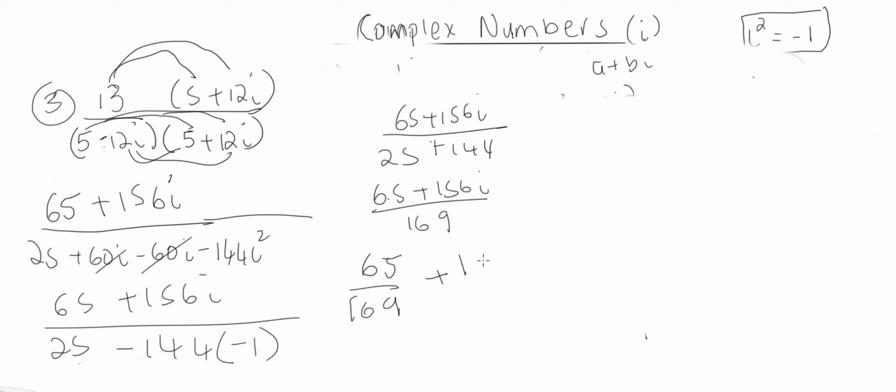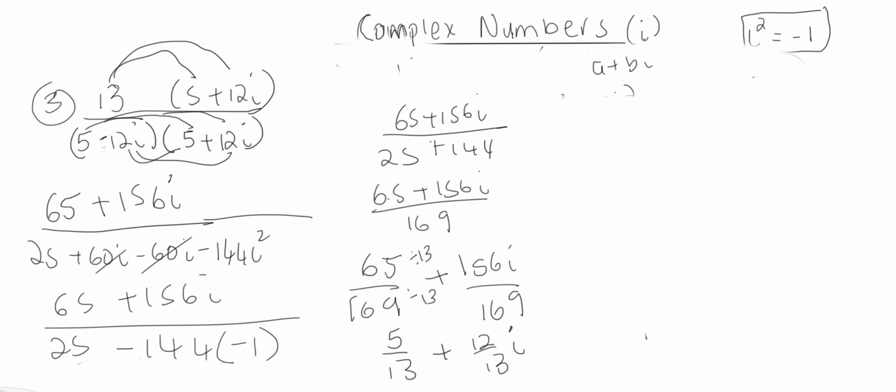And then this part comes after. These are really big numbers, but I know they can simplify because 13 goes into both of these. So simplify this by 13. You will get 5 over 13 here. 156 divided by 13 is 12. We saw that earlier. So it's 12 over 13i.